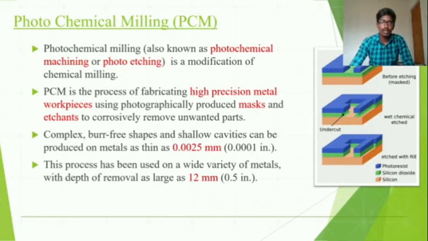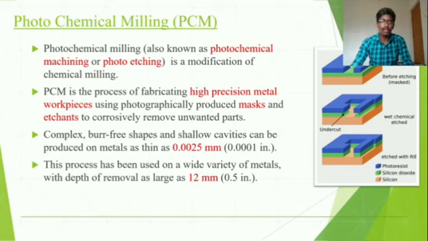First of all, what is photochemical milling? We all know machining is of two types: conventional machining process and non-conventional machining process. The major difference between these two is that in the conventional machining process, a physical machine tool is used, but in the non-conventional machining process, we are not using any physical machine tool. So the topic which I am going to discuss is also one of the non-conventional machining processes.